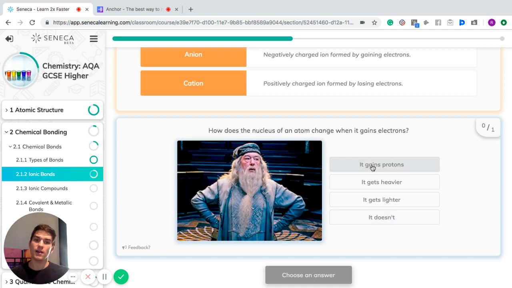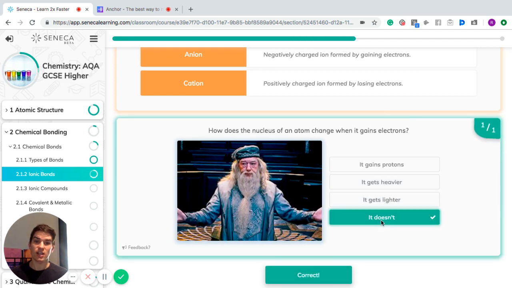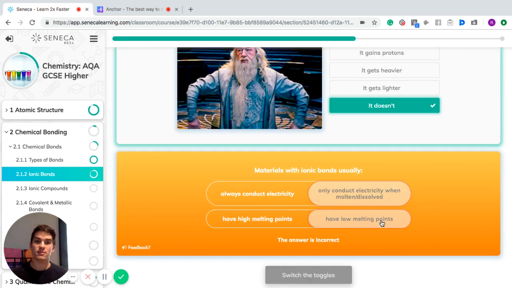How does the nucleus of an atom change when it gains electrons? So in terms of the nucleus, it actually doesn't change at all. It's just the outer shells that change. The nucleus doesn't change at all.